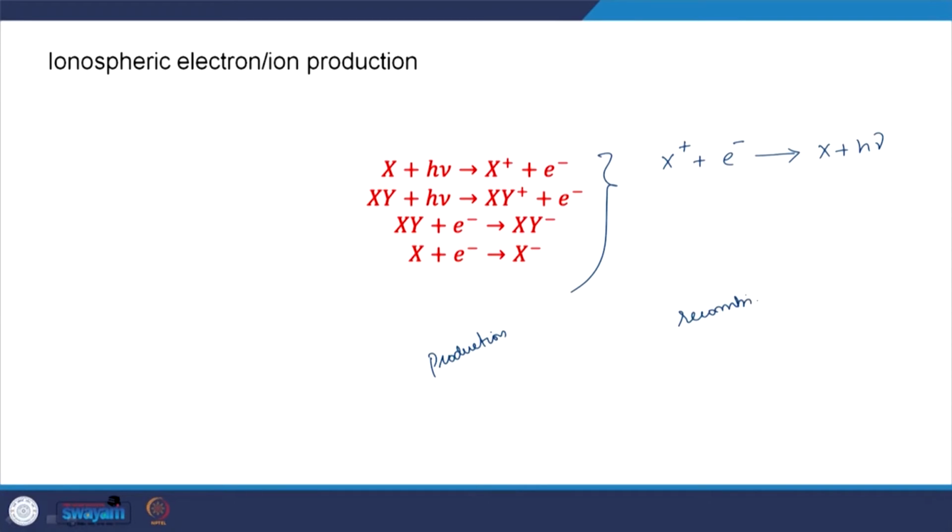and recombination. Like I say, production creates the ionosphere, recombination will lose the electron density that is available in the ionosphere. So ideally, the production should be equal in number with the recombination. That means all the electrons or ions that are produced should be lost when you remove the source of light or source of energy for the ionization. But it doesn't happen like that.